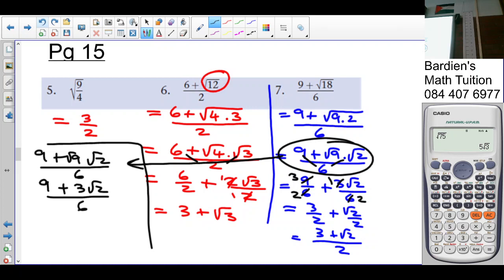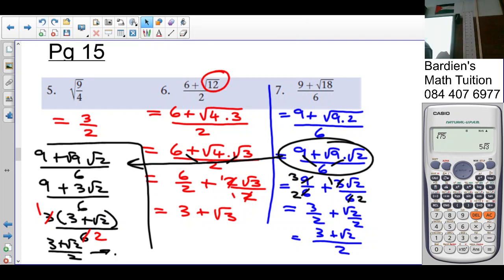We take our 3 as a common factor. I'm then left with 3 plus root 2 over 6. And of course 3 going into 3 once, 3 going into 6 twice. So I'm left with 3 plus root 2 over 2, which is the same answer. Okay. So either way, you're going to get the full mark for this question.